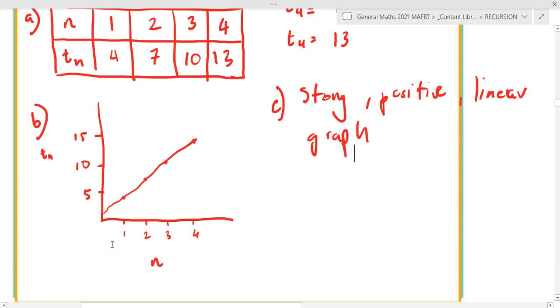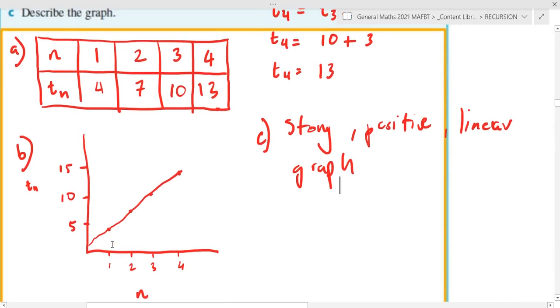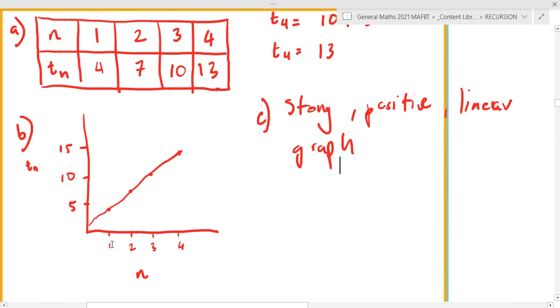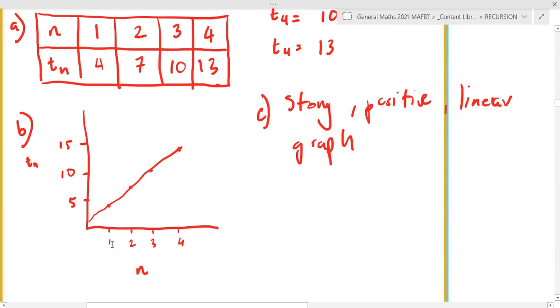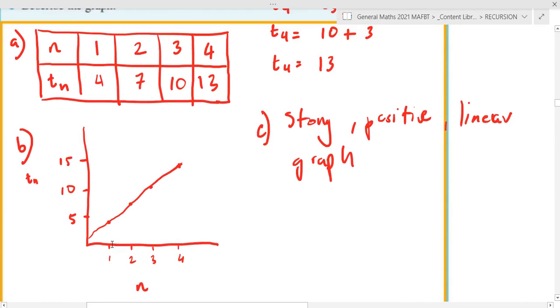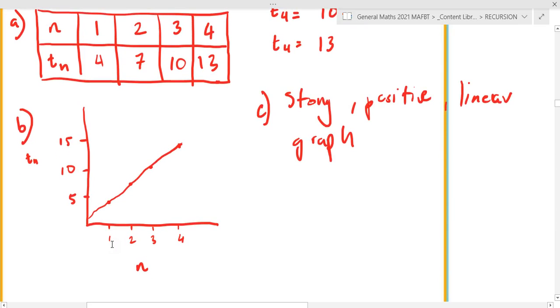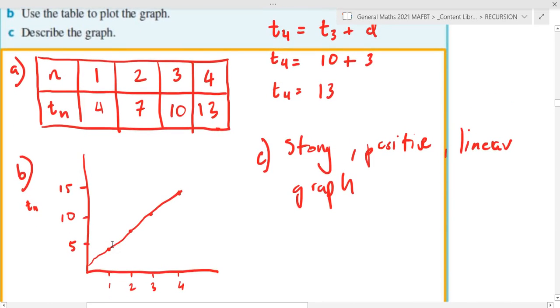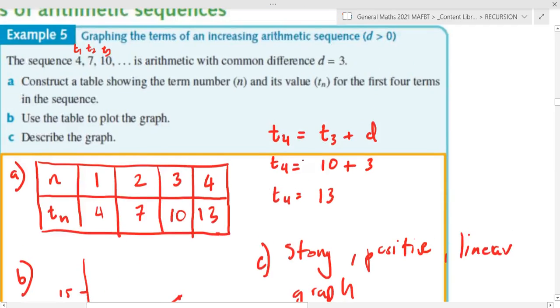That's more so with data. In recursion, we don't really do the descriptions like that, but you can if you want. I don't mind. I've never seen a question in the SAC that asks you to describe the graph. Maybe they will this year. But if you were to describe it, just talk about the association.